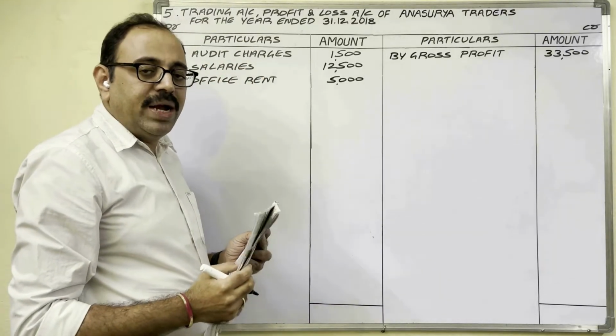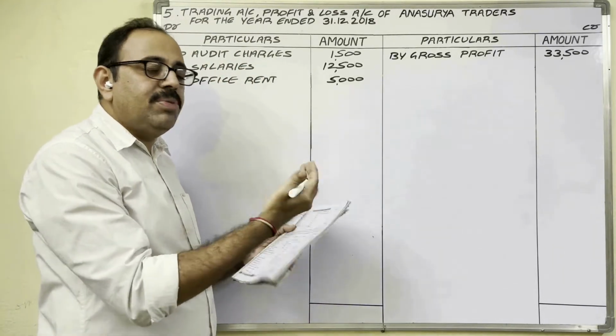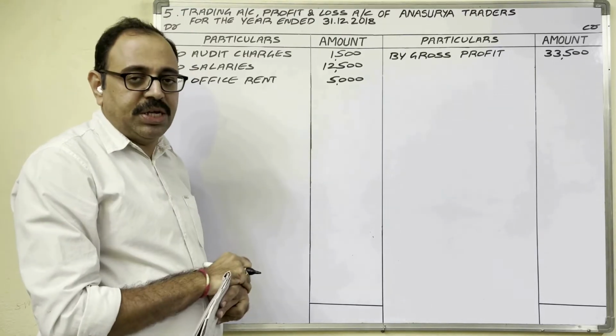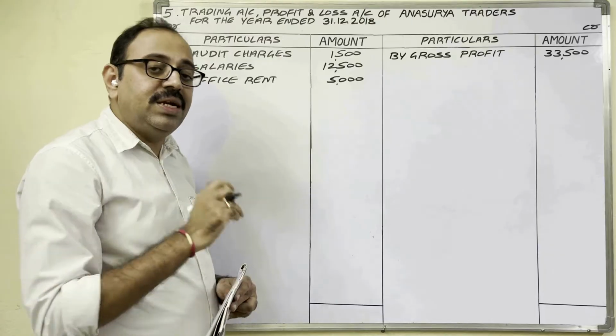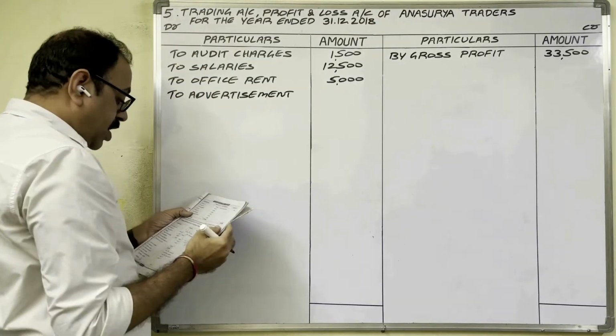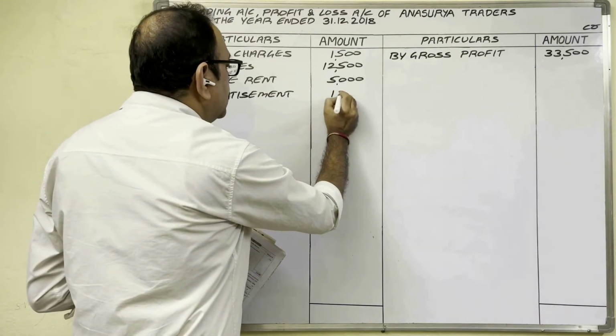Advertisement. Advertisement is also not related with the manufacturing process. Advertising expenditure comes under selling expenditure. Selling expenditure is indirect expenditure. P&L account debit side. Amount 1,300 rupees.